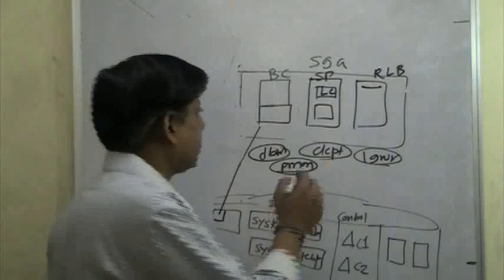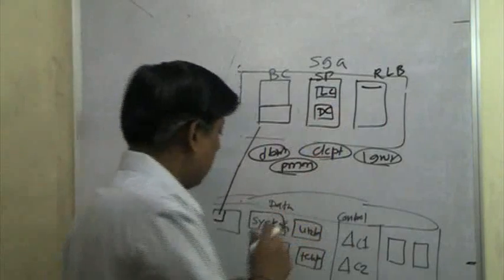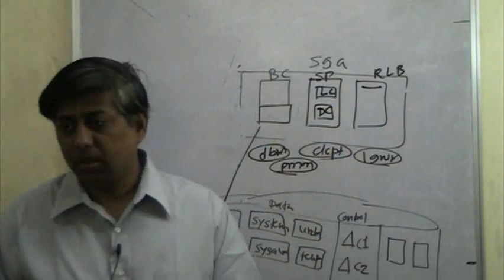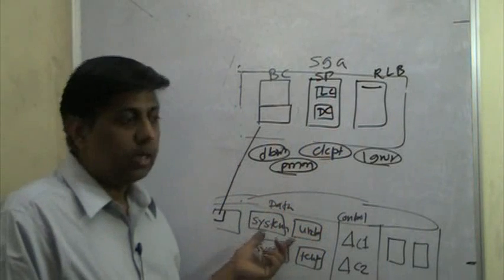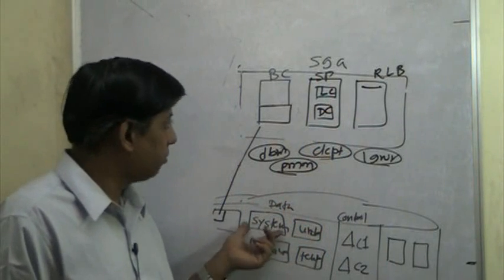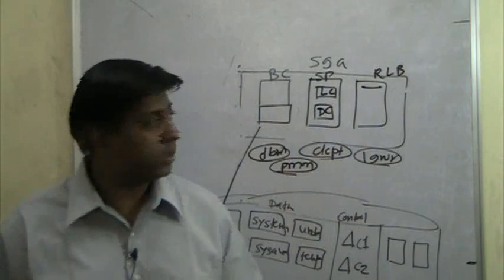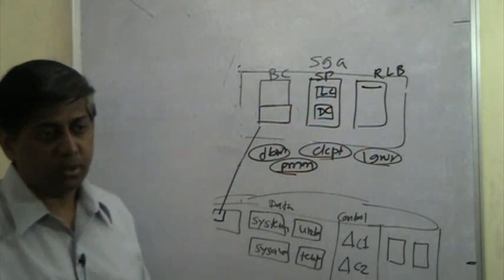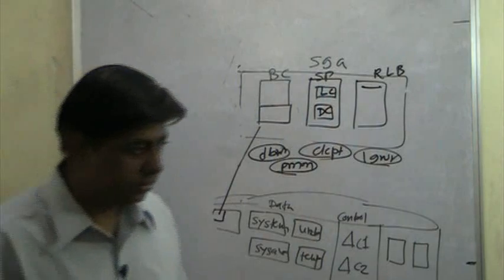And then dictionary cache, what is the purpose of the dictionary cache? Whatever is in the system tablespace, which is basically data dictionary views, the blocks related to those data dictionary views are brought into the dictionary cache of the shared pool of the SGA. So that is the dictionary cache there.